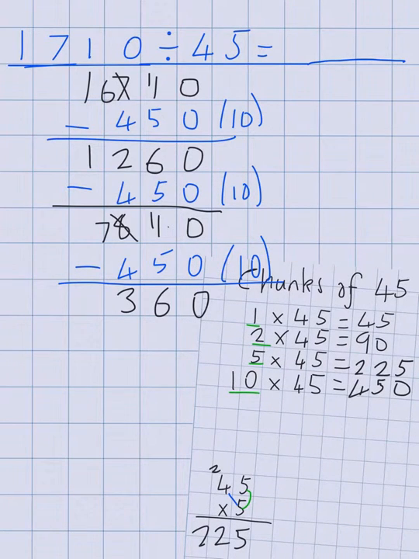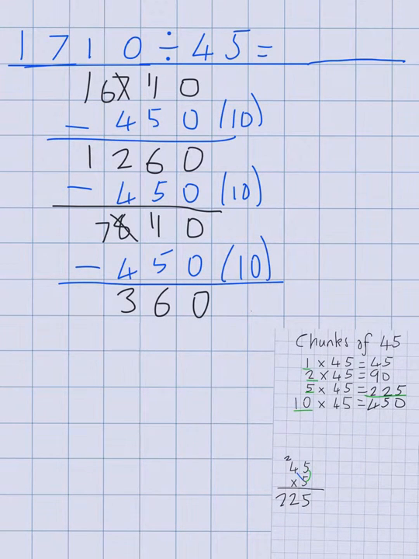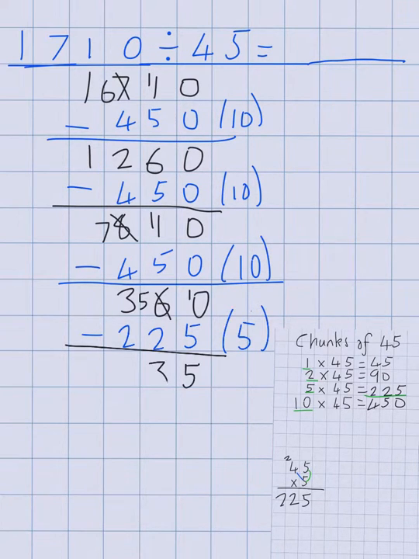It's too big. So I'm going to select the next most suitable chunk of 45, which in this case is going to be 225. So I'm going to take away a chunk of 5 45s, which is 225. I'm going to take away the 225, and I'm going to record it as a chunk of 5. I'm going to go ahead and do my calculation. 5 from 0 I cannot do, so I borrow from the guy next door. Then it becomes 5 from 10 is 5. 2 from 5 I cannot do, that becomes a 3. And 2 from 3 leaves a 1. So now we're down to 135.